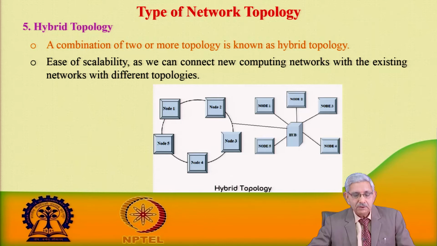Hybrid topology is a combination of 2 or more topologies. It offers ease of scalability, as we can connect a new computing network with existing networks with a different topology. We can see here it is a ring topology and this is a star topology, and when both of them are used, such a topology is known as hybrid topology.